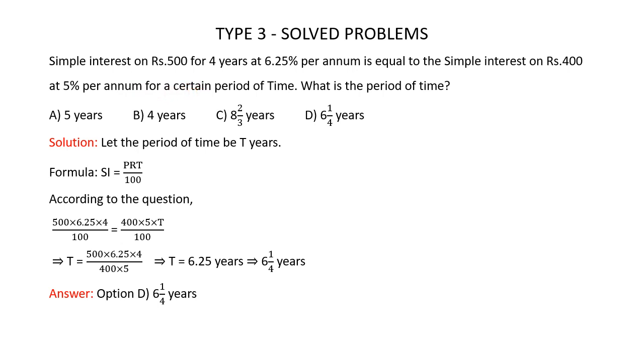Now we know that simple interest is equal to PRT divided by 100. So according to the question, 500 multiplied by 6.25 multiplied by 4 divided by 100, which is the simple interest for 4 years, is equal to 400 multiplied by 5 multiplied by T divided by 100, which is the simple interest for T years. On solving this equation, we get T is equal to 6.25 years, which is nothing but 6 1 by 4 years. The correct answer is option D, 6 1 by 4 years.